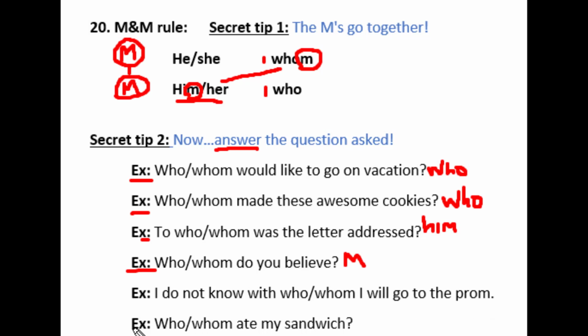Let's take a look at the final example, kids. Whom ate my sandwich? He ate my sandwich. She ate my sandwich. So if it's he, she, you know it's going to be who.